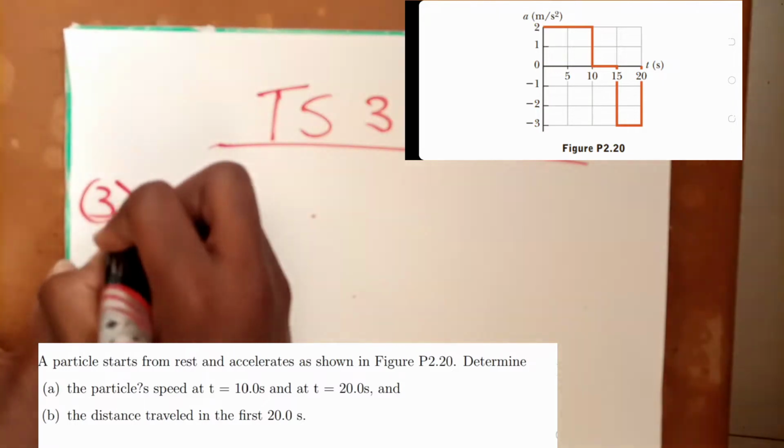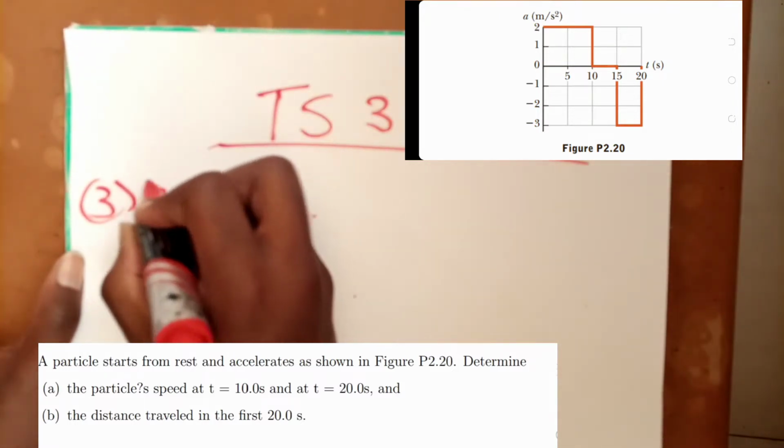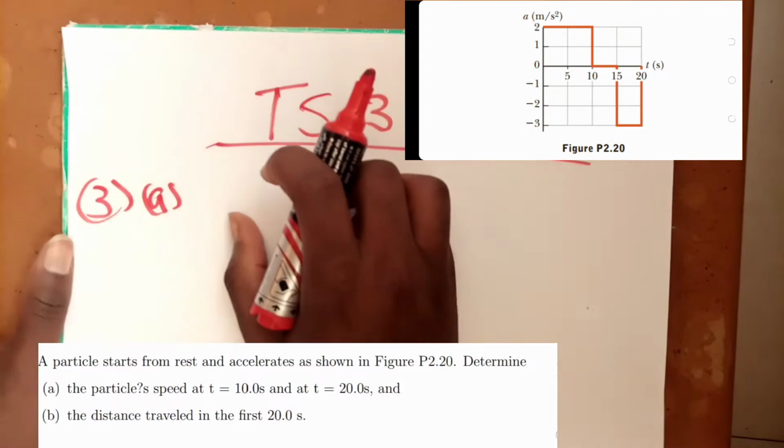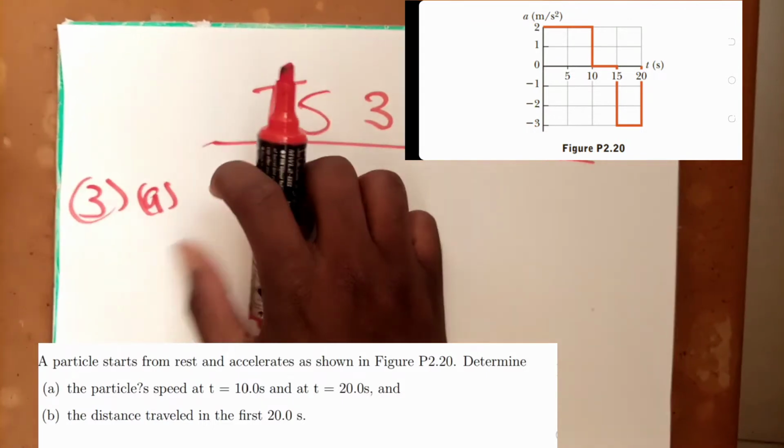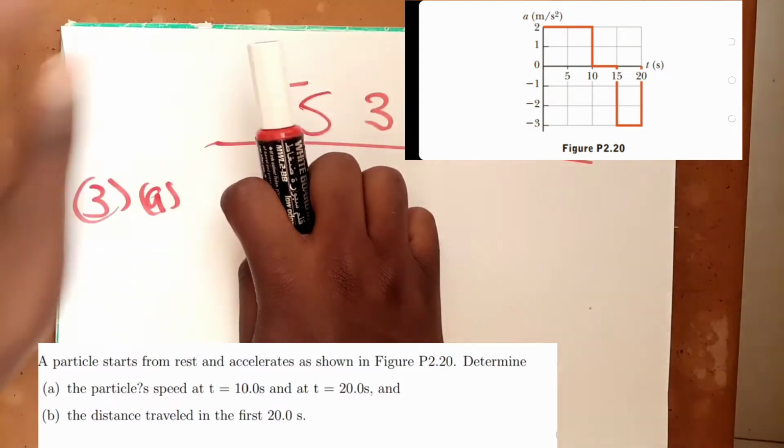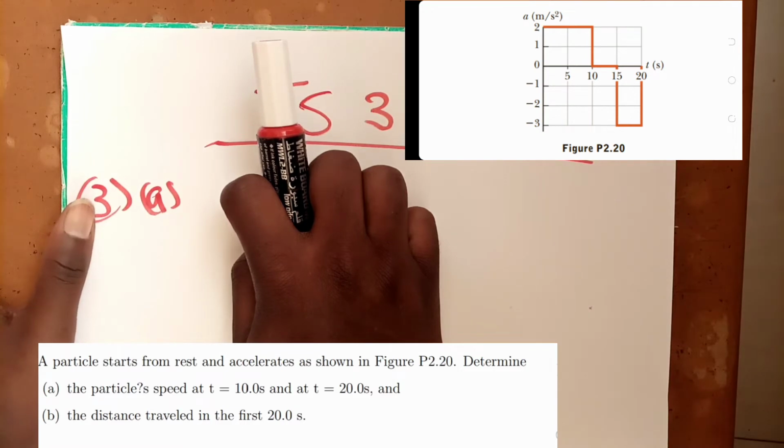So question 3a. First I'm going to read out the question. A particle starts from rest and accelerates as shown in figure P2.20. Determine A, the particle's speed at t equal to 10.0 seconds and at t equal to 20.0 seconds, and the distance traveled in the first 20 seconds.